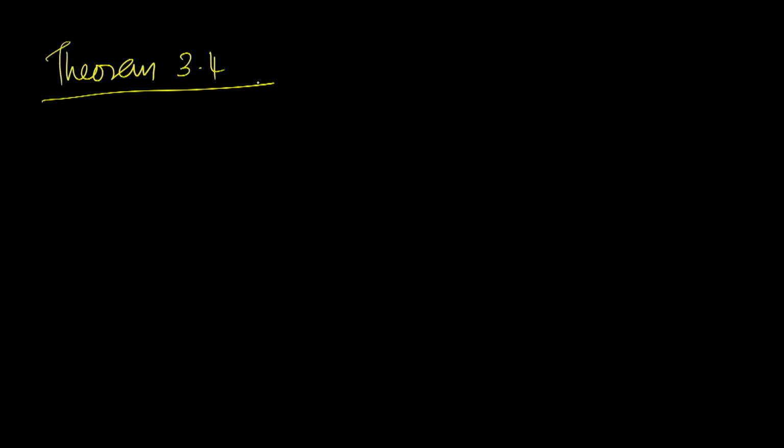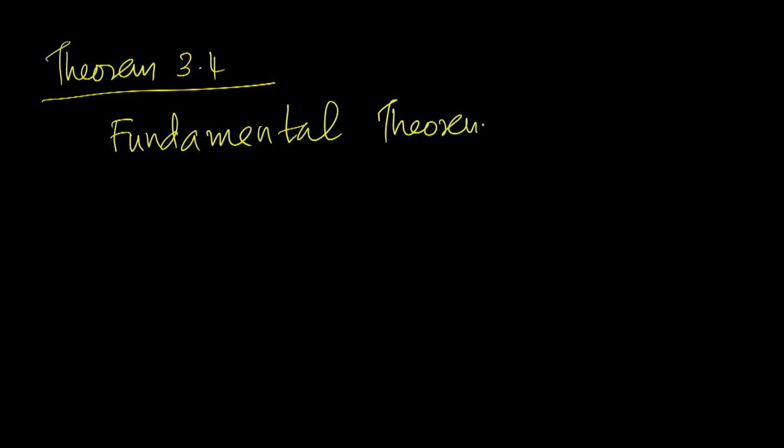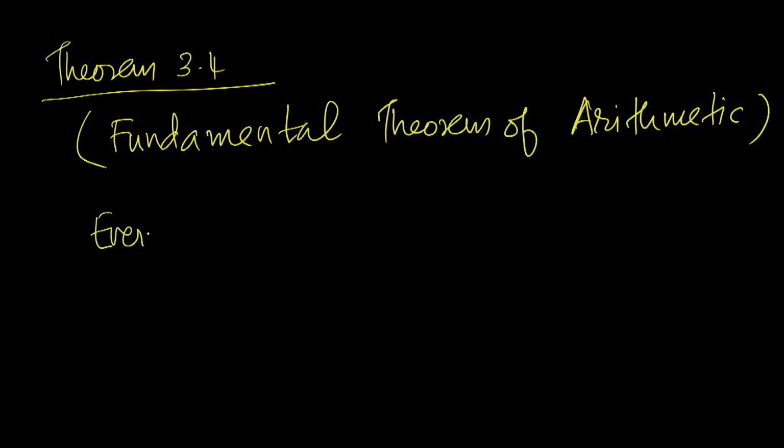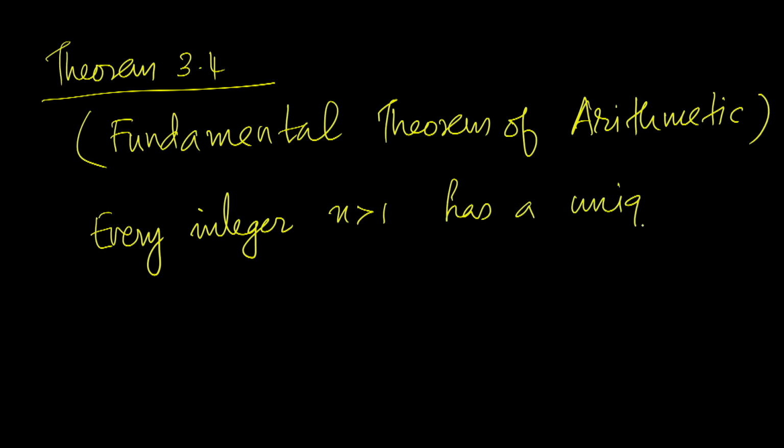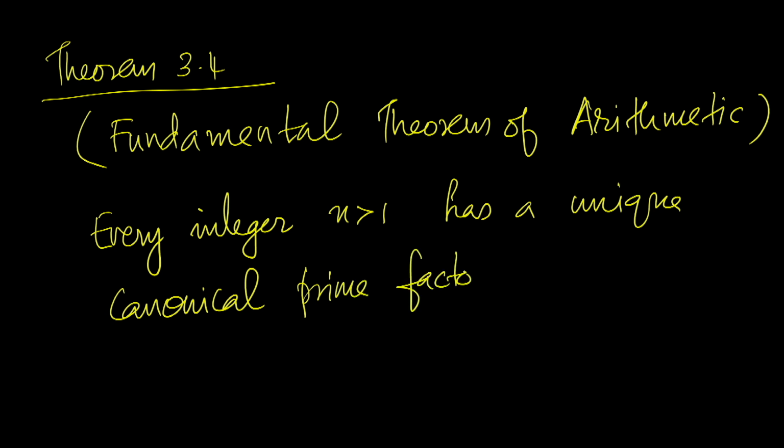The next theorem is a famous one. This is called the fundamental theorem of arithmetic. What it says is that every integer n greater than 1 has a unique canonical prime factorization. But what is a canonical prime factorization?